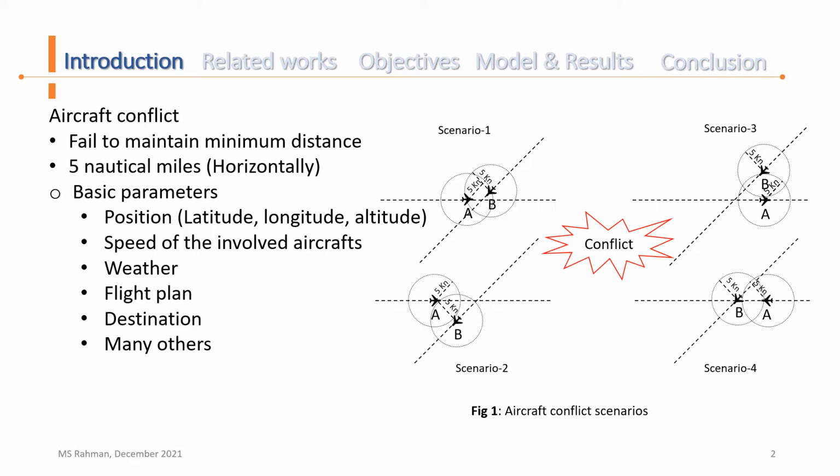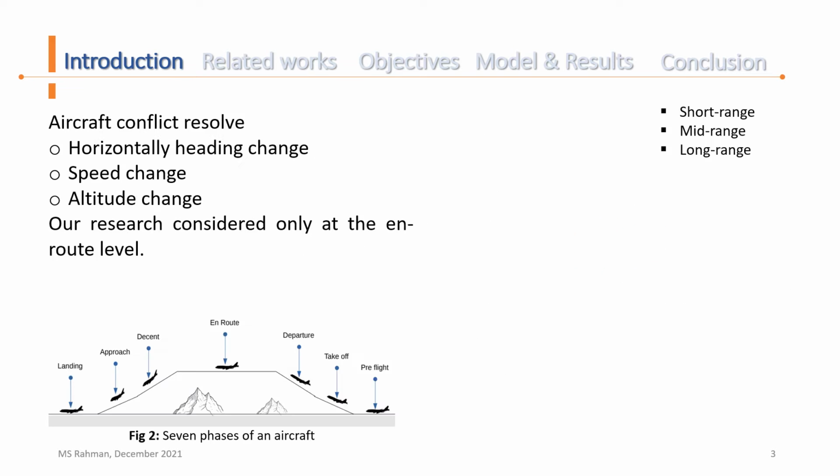To resolve a conflict, the basic parameters that a controller considers are the position, speed of the involved aircraft, weather, flight plan, destination, and many other parameters. By considering those parameters, the air traffic controller can take a decision to modify the initial flight plan of any aircraft. Let's see a little more clearly. To resolve a conflict situation, the air traffic controller thinks of those positioning information and decides on actions the pilot has to apply on the fly.